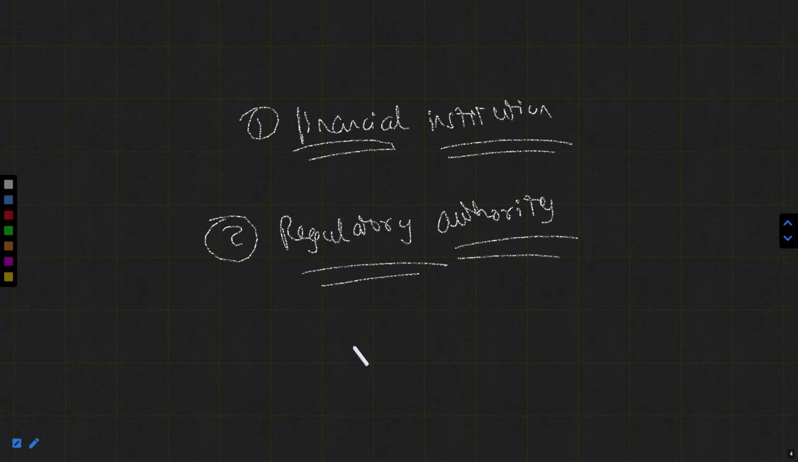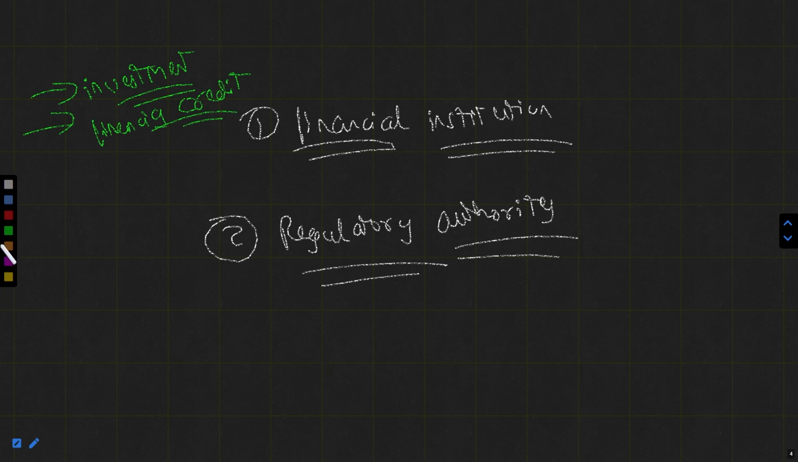The first point is the financial institution. What do we mean by it? The term financial institution here signifies things like investment, financing, credit, these kinds of things. Regulatory authority here signifies that NHB is regulating a certain sector or certain area. Which area is this?